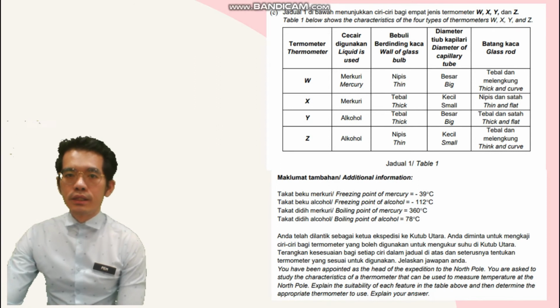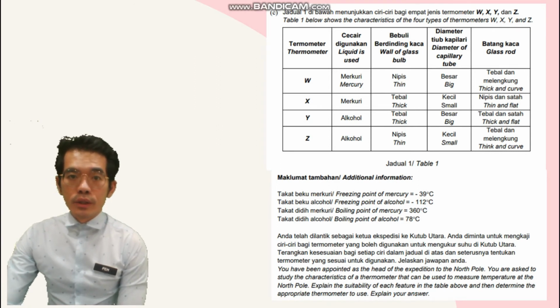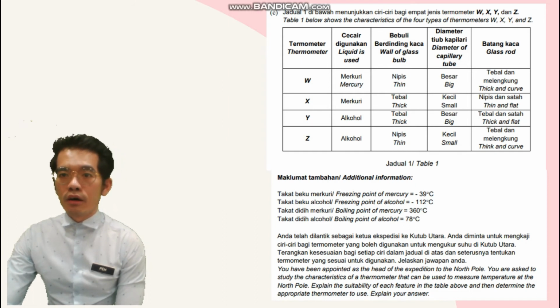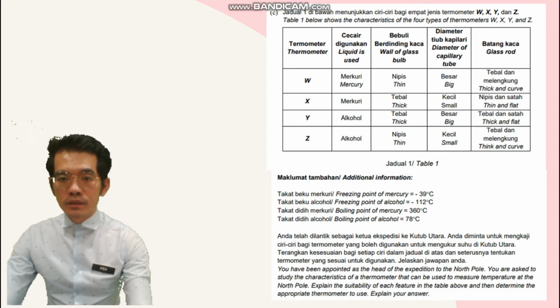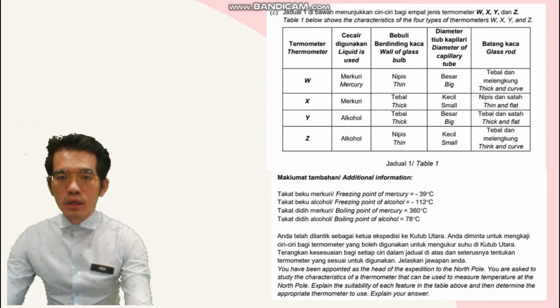Okay, so this is the 10 marks question. So let us read together. Table 1 below shows the characteristic of 4 types of thermometer, W, X, Y, and Z. So you have to choose one of the best thermometer based on the characteristic given. Okay, so 4 of the character is discussed in this question.